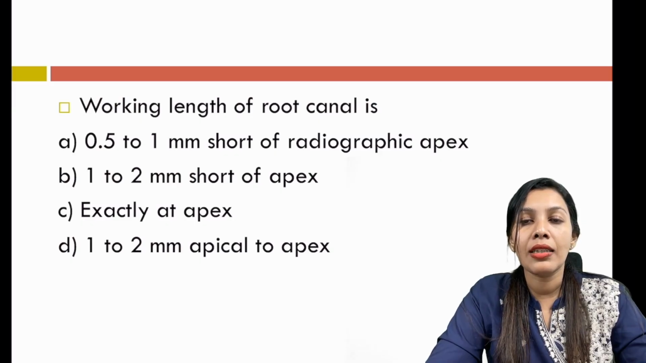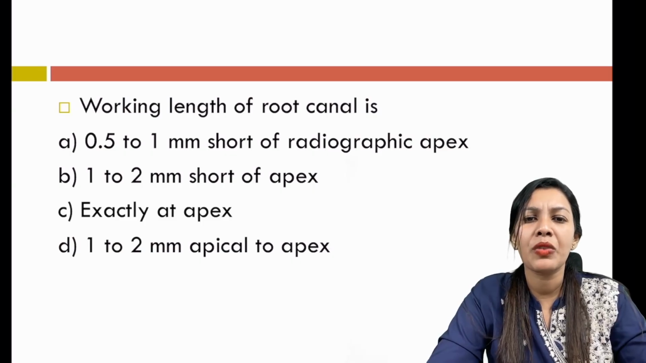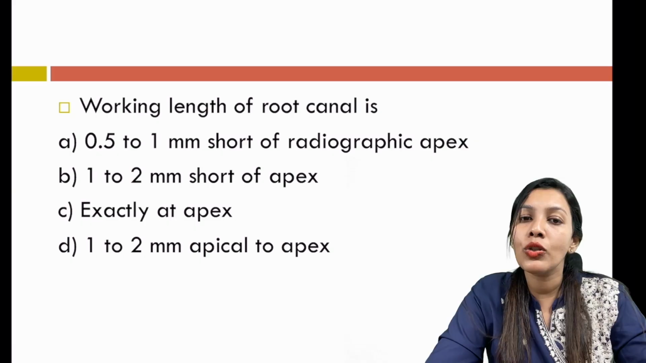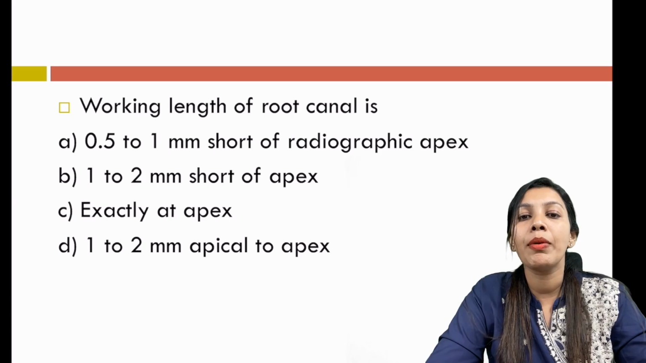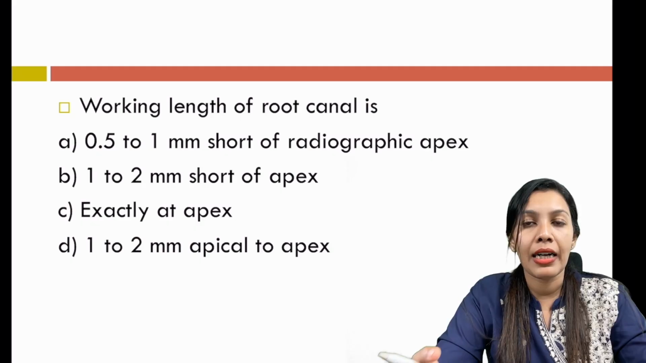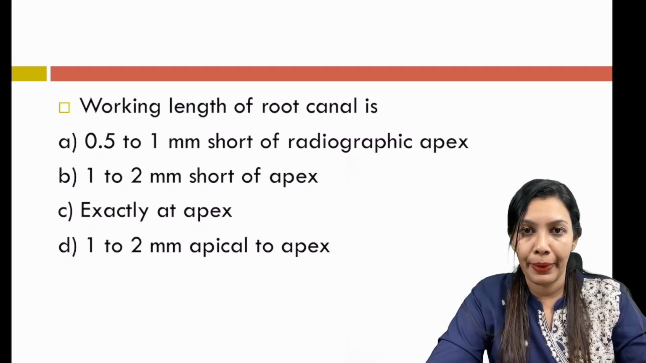So this is another question that was asked when I went through the previous question paper. Working length of the root canal is: it should be exactly at the apex, or 1 to 2 mm apical to the apex, or 1 to 2 mm short of the apex, or 0.5 to 1 mm short of the radiographic apex. Of course, the term radiographic apex is there, and that is what we often observe. So it should be 0.5 to 1 mm short of the radiographic apex.